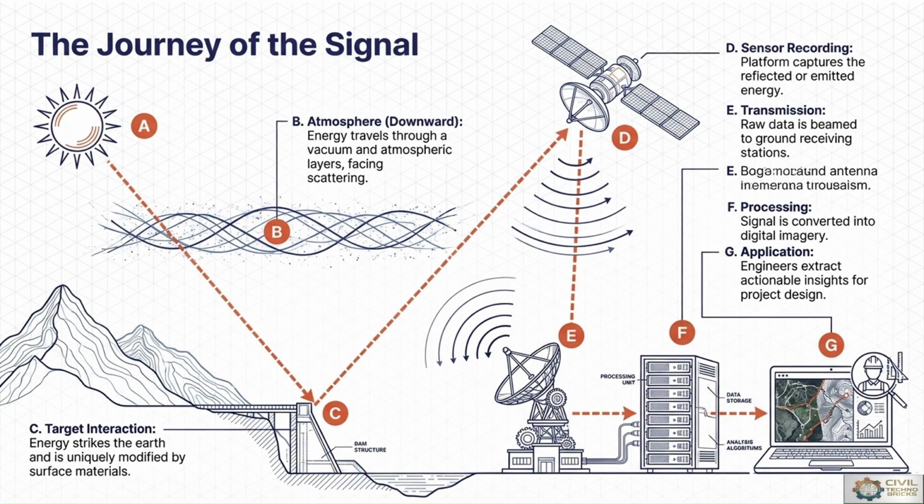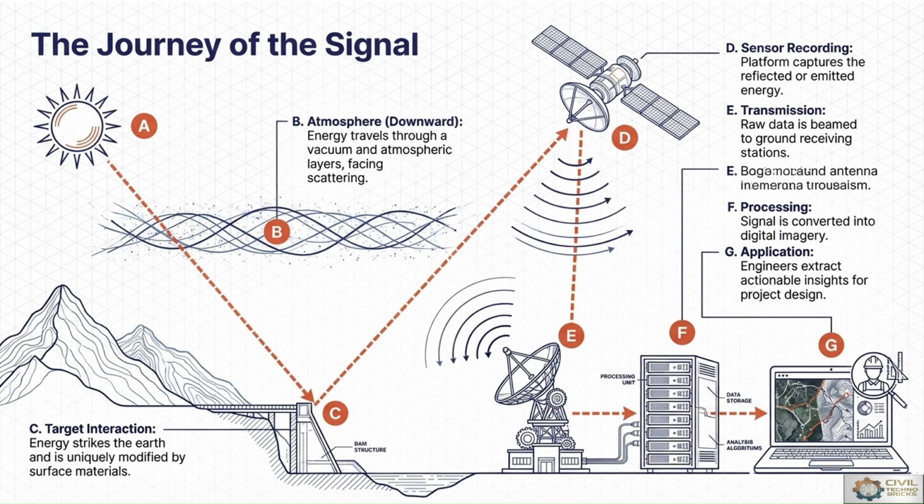The journey of the signal: A, B, C, D, E, F, G. These are all the process components. A is the source of energy, that is the sun. B is the atmosphere, or the atmospheric window, where energy travels through a vacuum and atmospheric layers like gases, any moisture content, or wind, facing scattering.